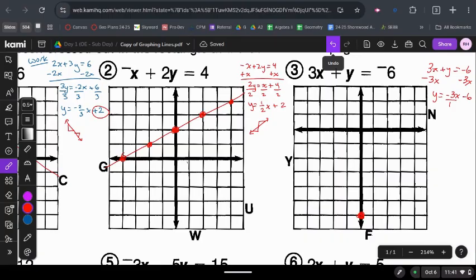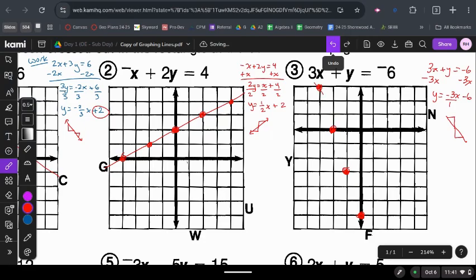Plot that point. And then down 3, right 1, can't do that. So it's a negative slope. I could go down to the right, or I could go up to the left. So I'm going up 3, left 1. Up 3, left 1. Up 3, left 1. So that gets me the negative slope.